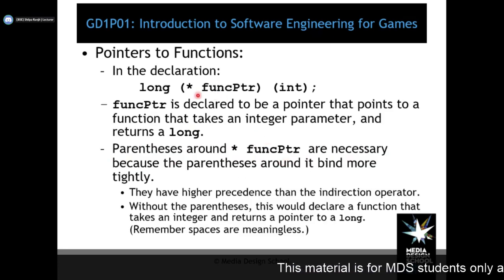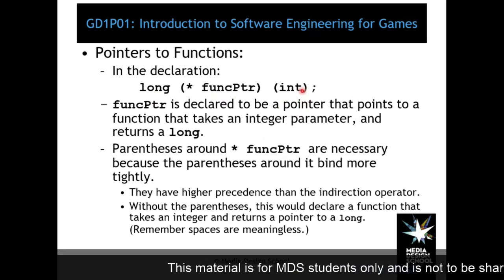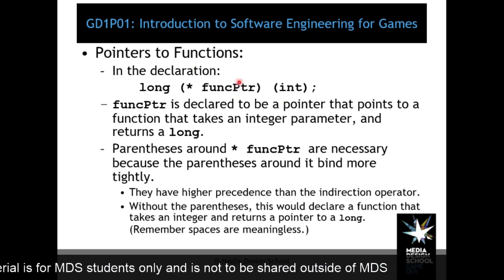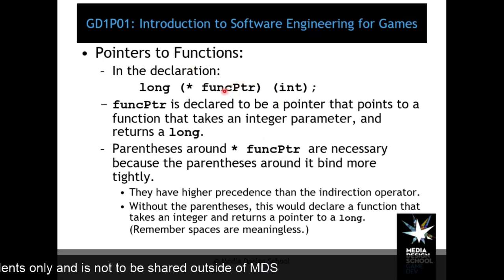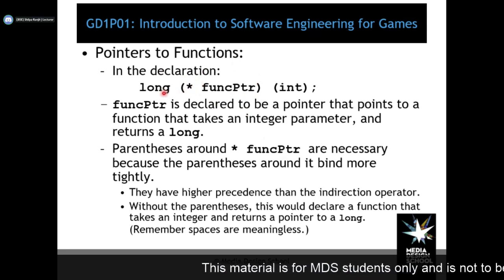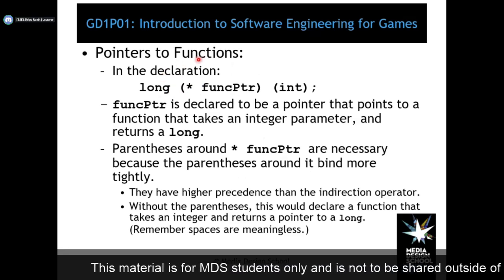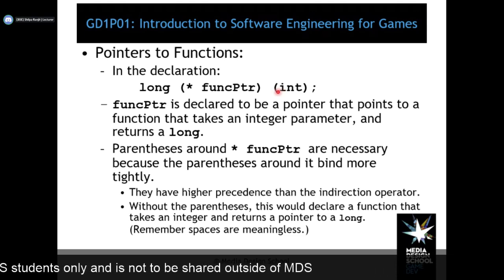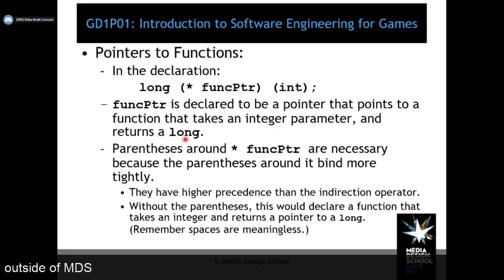All right. So this is an example of a pointer to a function. So what does this mean? Here, func p is a pointer, because I'm reading it backwards. This is indicated in parentheses to indicate that this is a function pointer. So this is a function pointer that points to a function returning a long and that has an integer as a parameter. All right, or you can say func pointer is declared to be a pointer that points to a function that takes an integer parameter and returns a long.